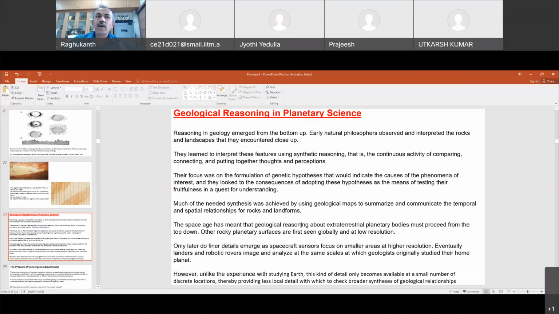Now, but in the space age, if you want to do geological reasoning for other extraterrestrial planetary bodies, you have to go top down basically. Top down means, as I already mentioned, if you want to study the Moon, how are you going to proceed?